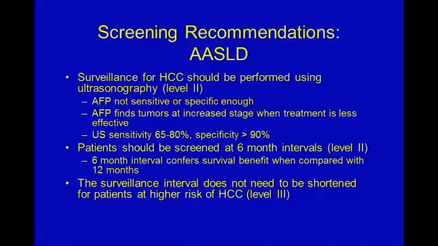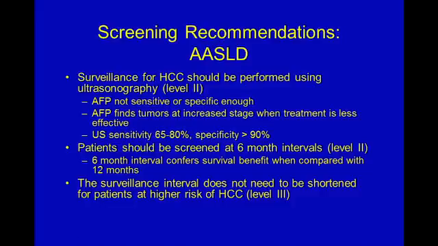So the American Association for Liver Diseases recommends surveillance for HCC using ultrasound because alpha-fetoprotein is not sensitive or specific enough, and the AFP finds tumors at an increased stage when the treatment doesn't work very well. So ultrasound overall sensitivity, not terrific, 65 to 80%, but the specificity is high, which is useful because these patients get lots of nodules and other things going on in their livers that you may not want to detect.